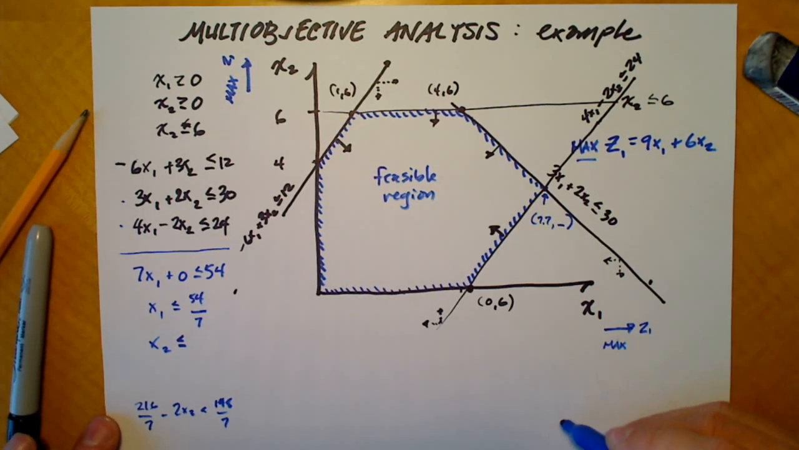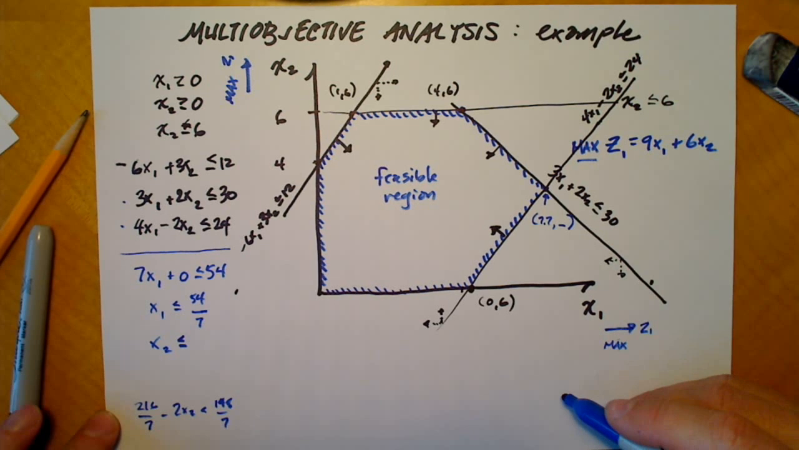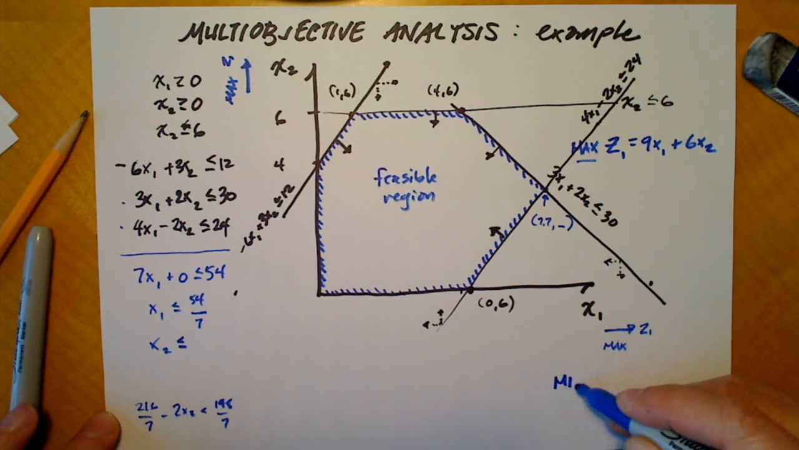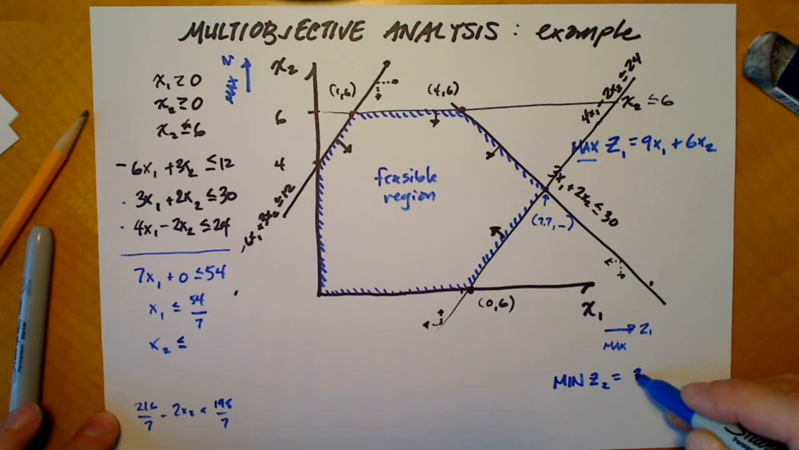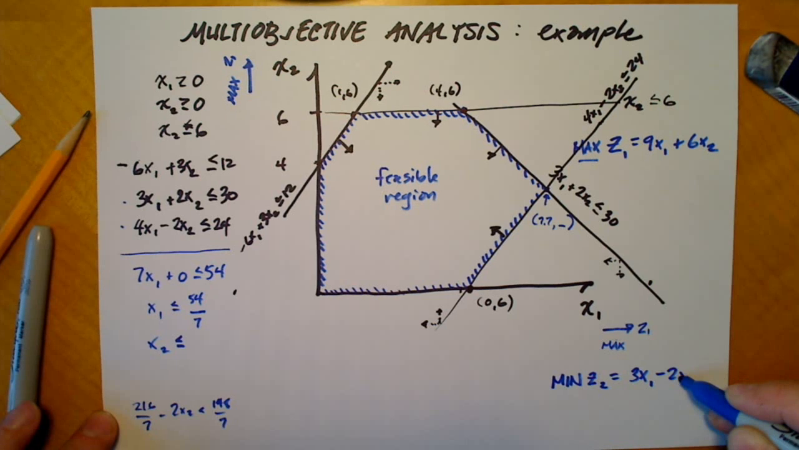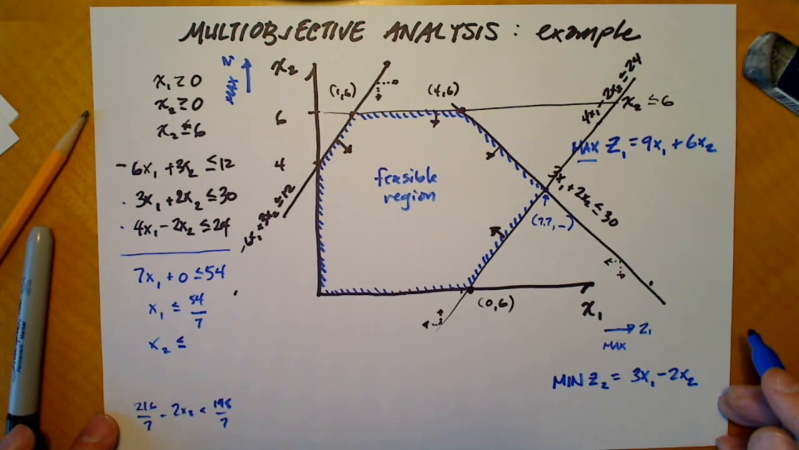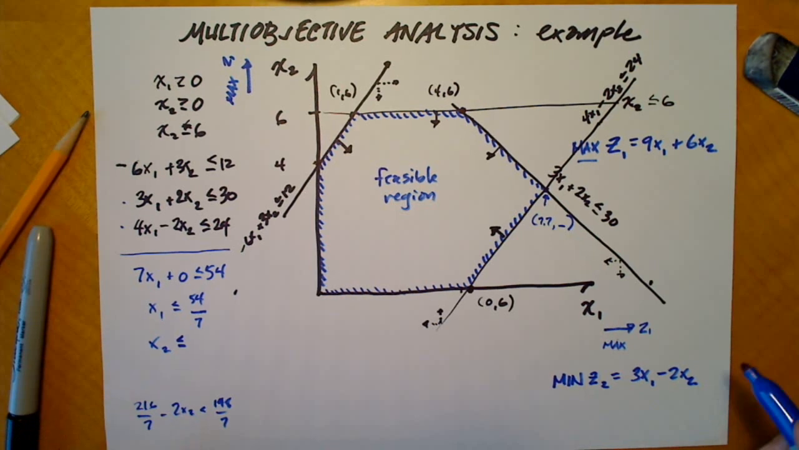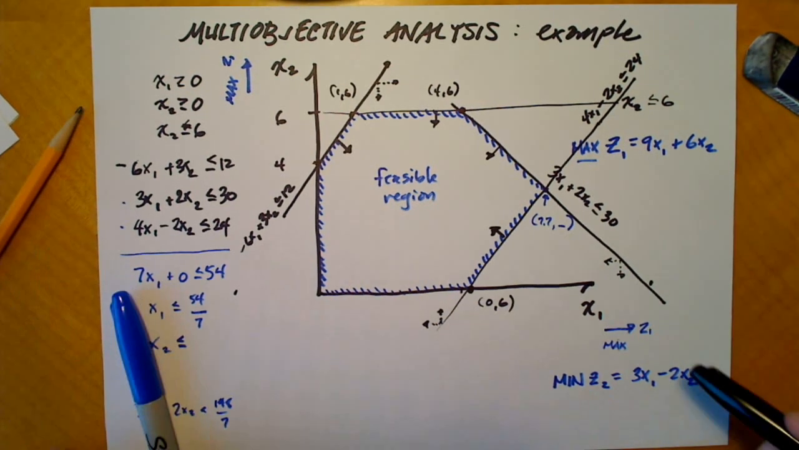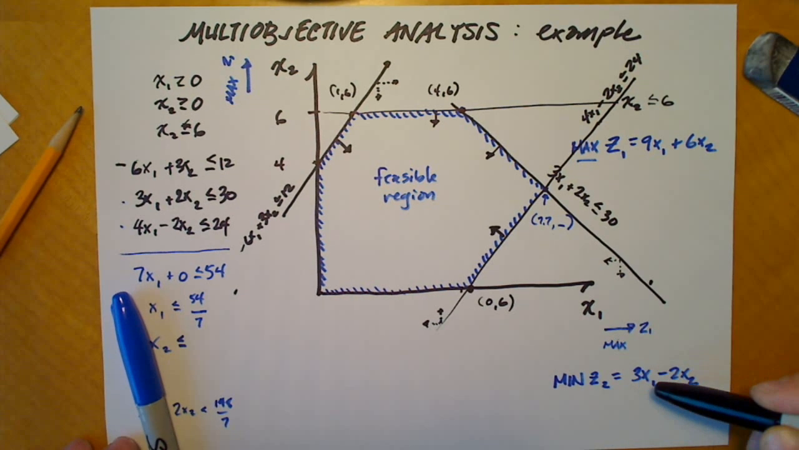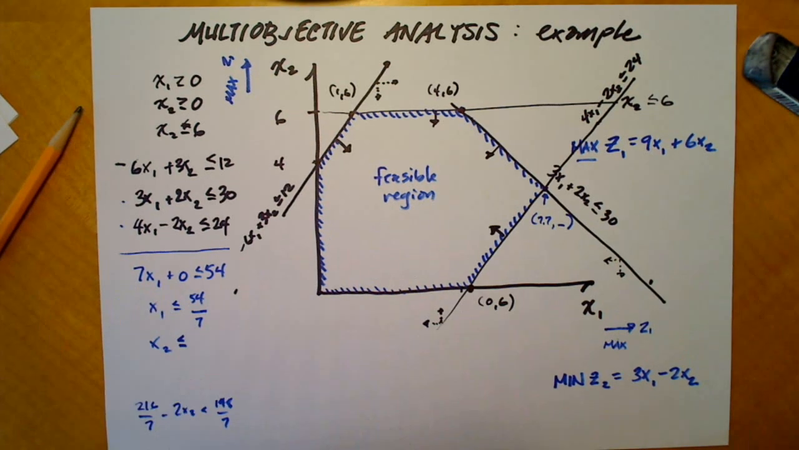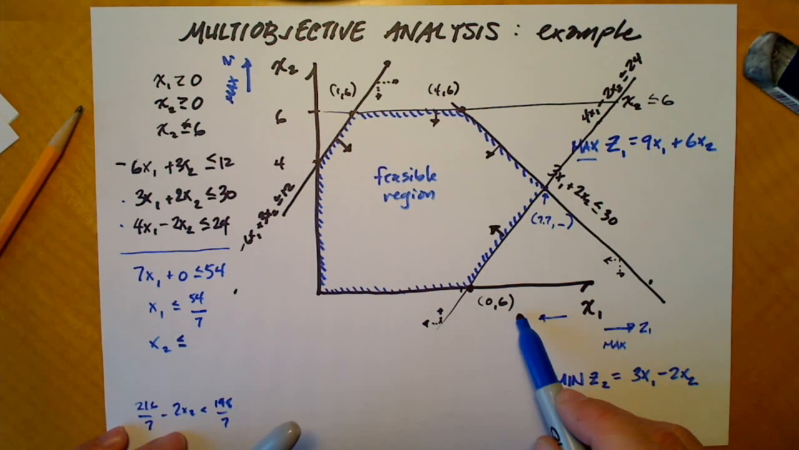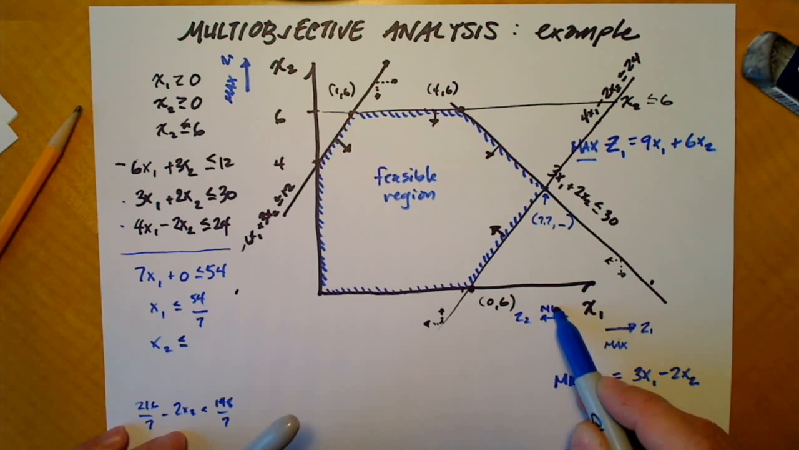We have another objective function. This one is minimize z2 equal to 3x1 minus 2x2. Let's take a look at what that looks like. In the x-axis direction, we know that z2 is going to go this way. z2 is a min.